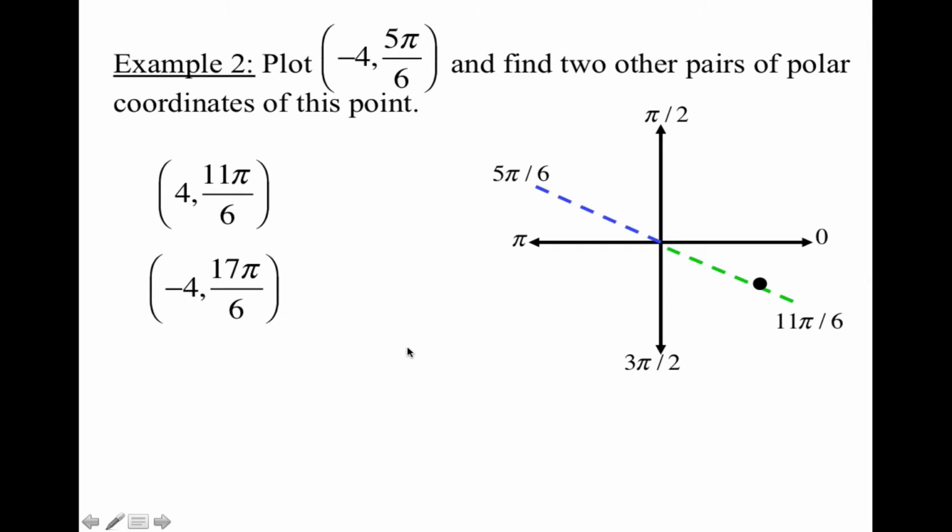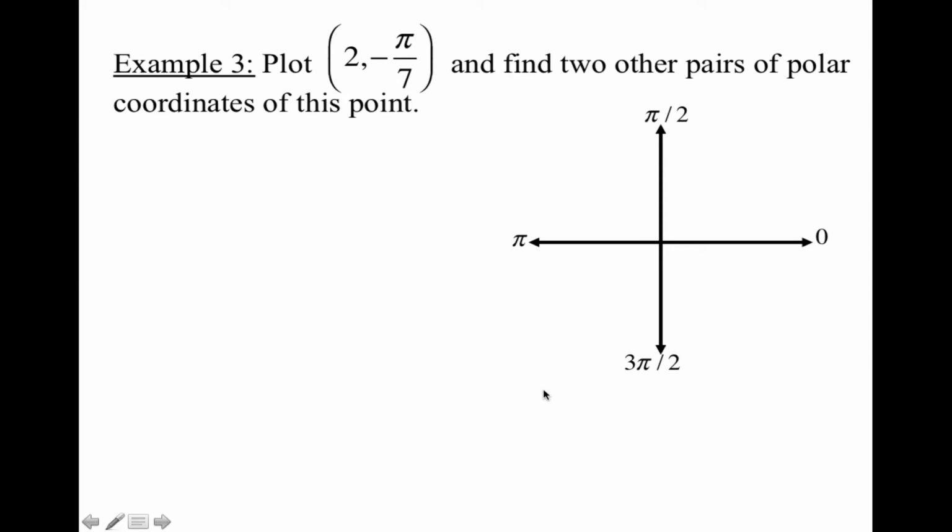And then the other option is -4, 17 pi over 6. So basically, if I was to rotate 360 degrees from the 5 pi over 6 and then go the opposite direction, I would still land in the same spot.